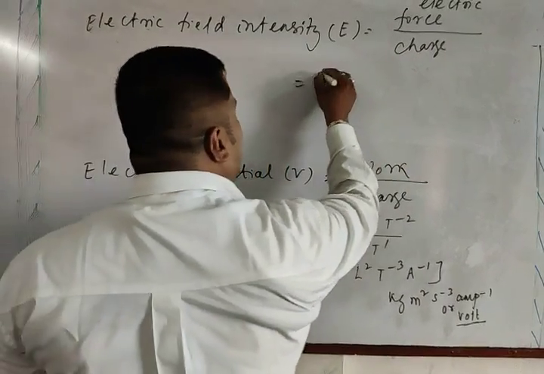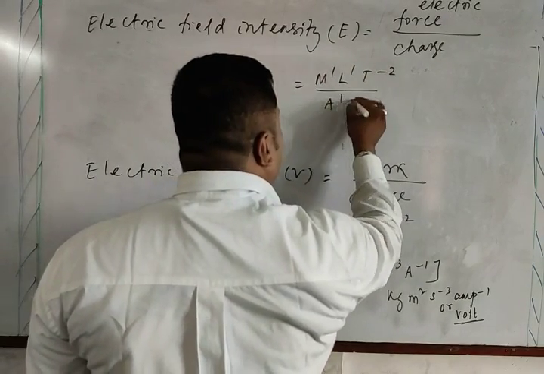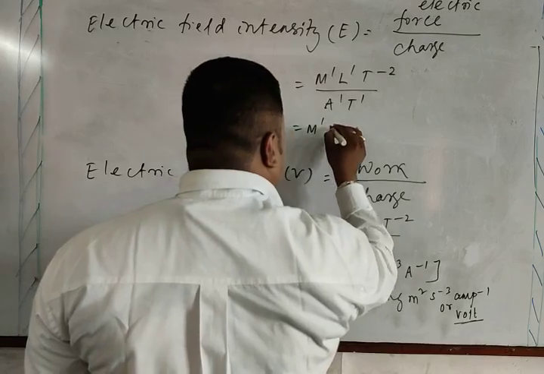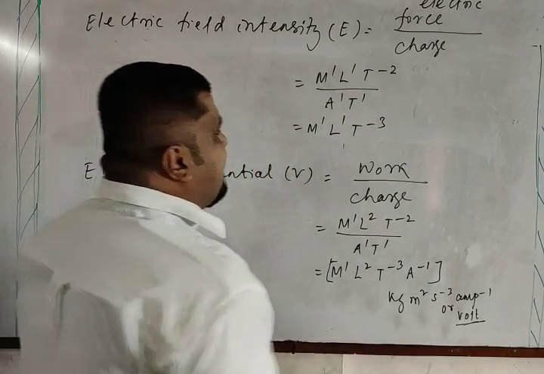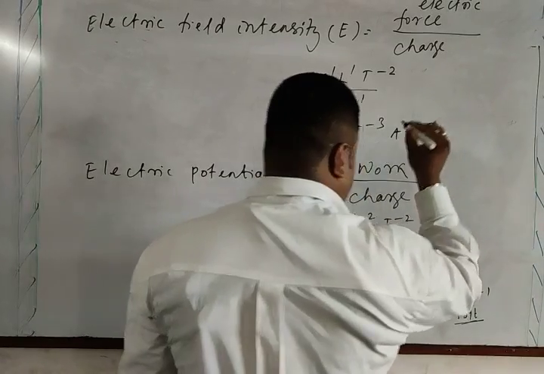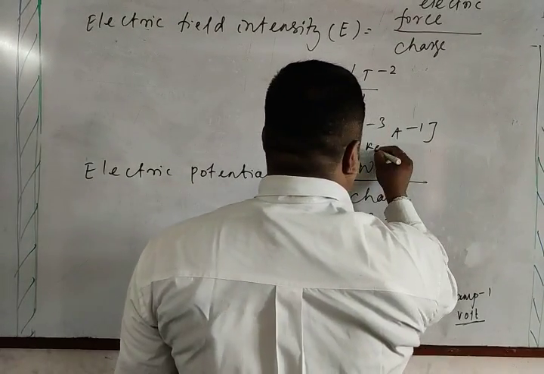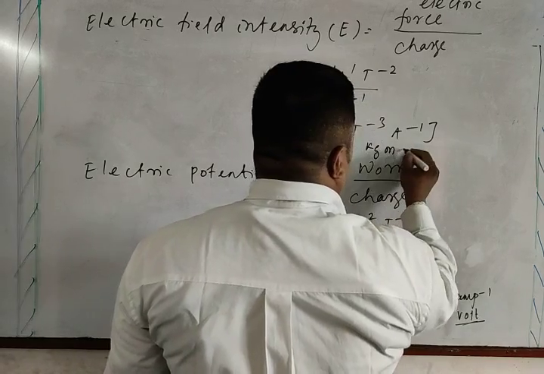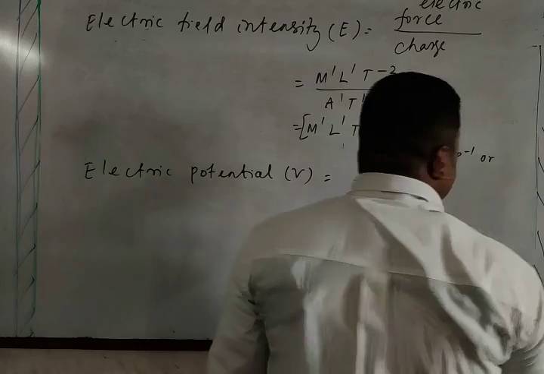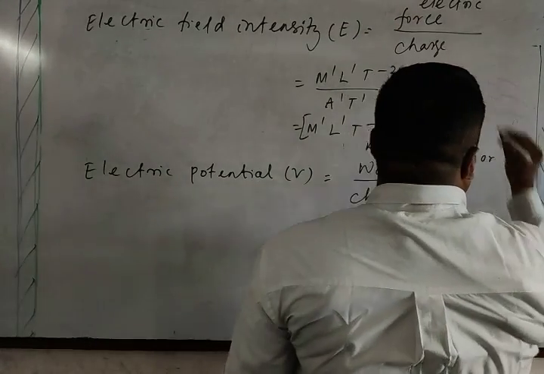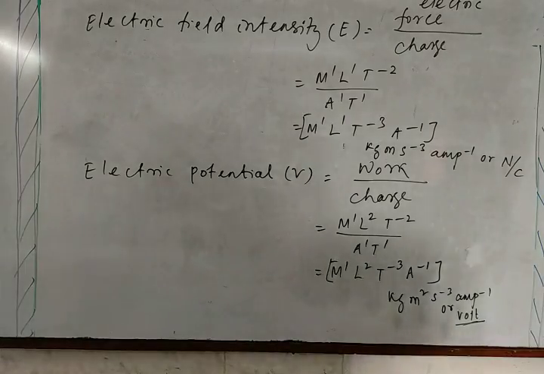So electric force is M1 L1 T minus 2, the same force. Charge is A1 T1. So this is equal to M1 L1 T minus 3 A minus 1. So this is my electric field intensity. If you write the unit, kg meter second minus 3 ampere minus 1, or simply that is written as Newton by Coulomb. Coulomb is the unit of charge, already you know that. Okay.